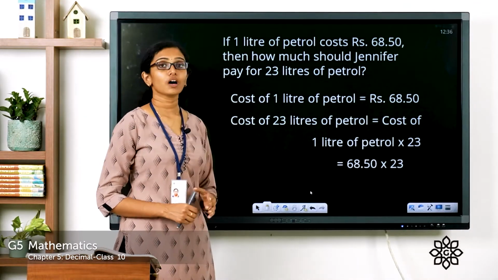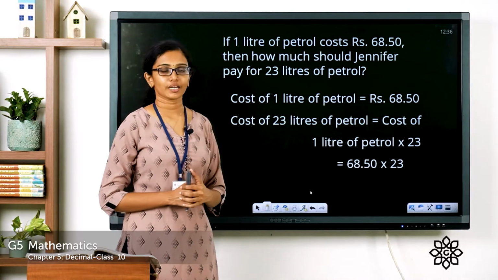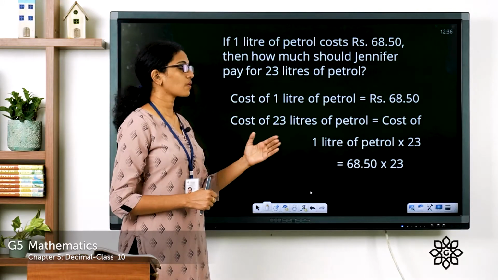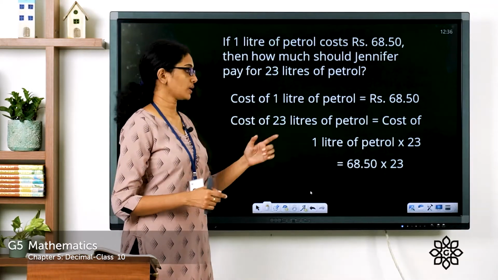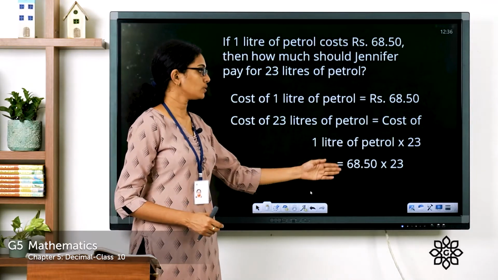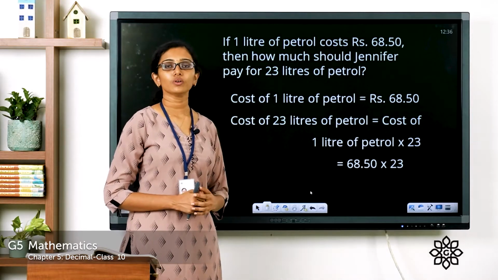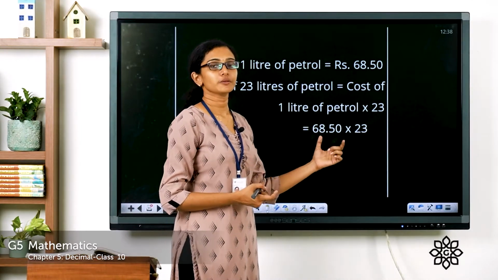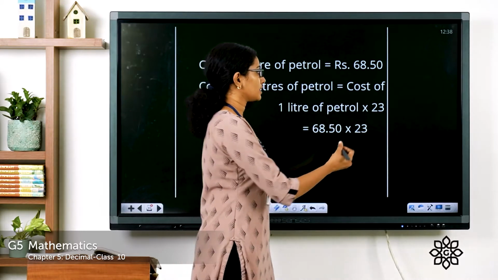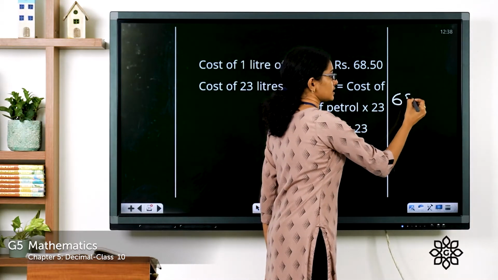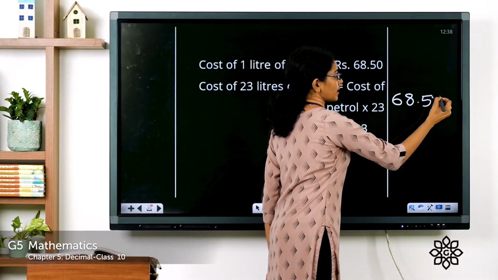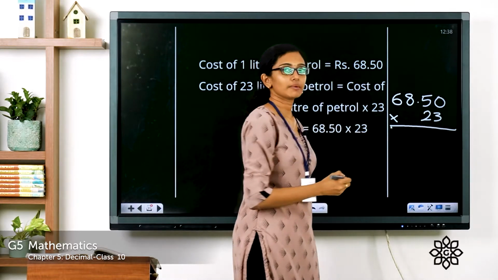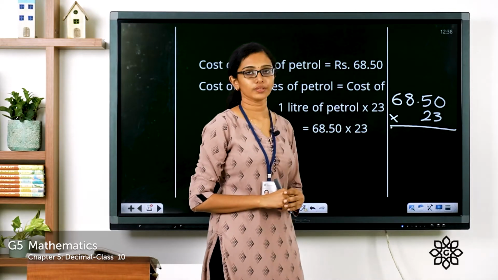The cost of 1 liter of petrol is equal to rupees 68.50, and the cost of 23 liters of petrol will be the cost of 1 liter of petrol into 23. That would be equal to 68.50 into 23. Let's do the multiplication in the working column, which is the broader margin on the right side of your notebook. Let's write the numbers 68.50 into 23. So, we are going to multiply a decimal number with a whole number.